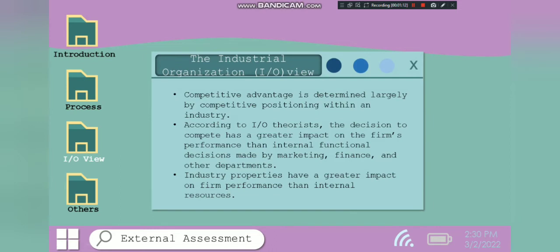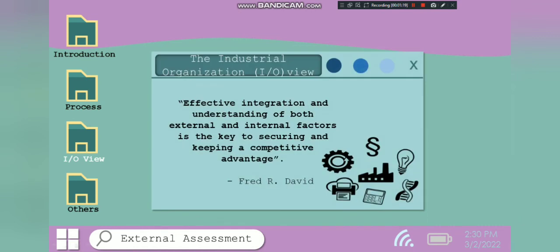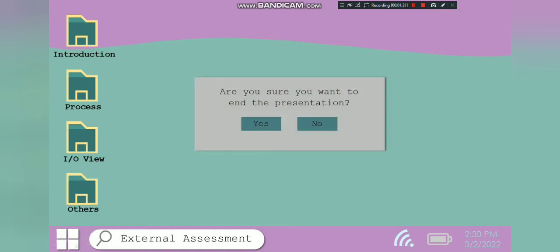Industry properties like economies of scale, barriers to market entry, product differentiation, the economy, and level of competitiveness have a greater impact on firm performance than internal resources. However, it is not a question of whether external or internal factors are more important in gaining and maintaining competitive advantage, because effective integration and understanding of both external and internal factors is the key to securing and keeping a competitive advantage. That's the end of my presentation.